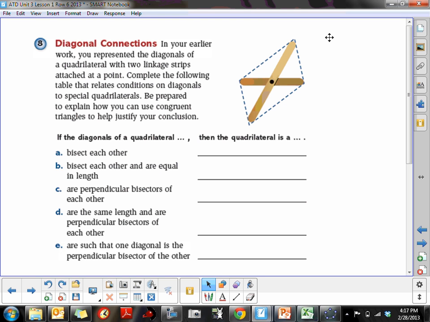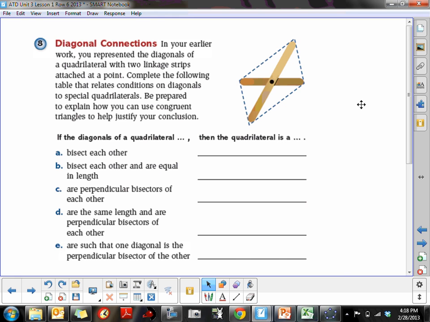We used our GeoGebra interactive software. So what we want to be able to do is complete the following table that relates the conditions on diagonals to special quadrilaterals. It says: what if we know the diagonals of a quadrilateral, and now we're supposed to insert this phrase, bisect each other, then the quadrilateral is a... So in essence, here's what they're saying. If we know the diagonals of a quadrilateral bisect each other, can we determine what the quadrilateral has to be with any degree of certainty?